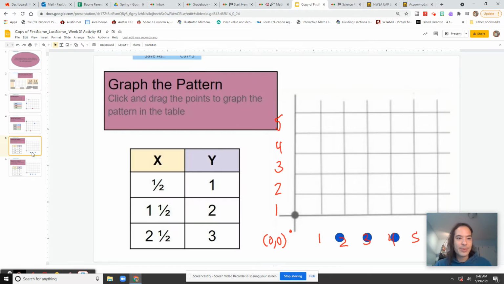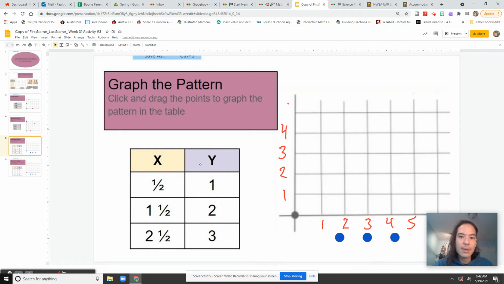All right, we're going to go on to the next one. Ooh, the next one, we're going to graph the pattern. Once again, if we're dealing with the scale of being 1, we're going to have to put things in between on the lines. So if we have a point half and 1, I'm going to have to run half and then jump 1. So run half, jump 1.